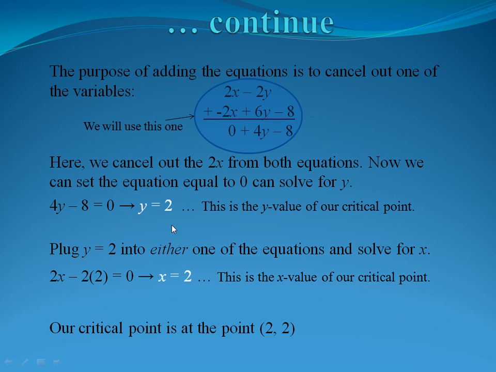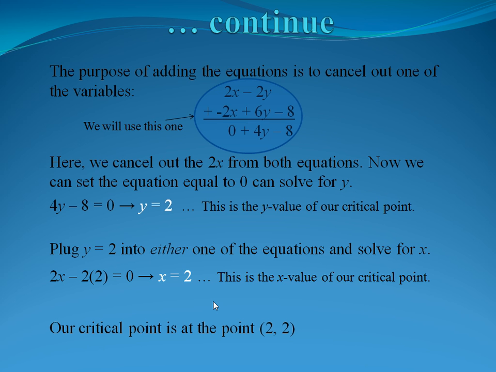So now that we know that y equals 2, we can plug it into either one of the equations to solve for x. So if we plug it into the 2x minus 2y equals 0 equation, we get 2x minus 4 equals 0, or x equals 2. So now again, we found that our critical point is the point (2, 2). Either method will work to solve for the critical point. Whichever one you're more comfortable with you can use, and there are certainly other ways to do this, but these are the two most typical.